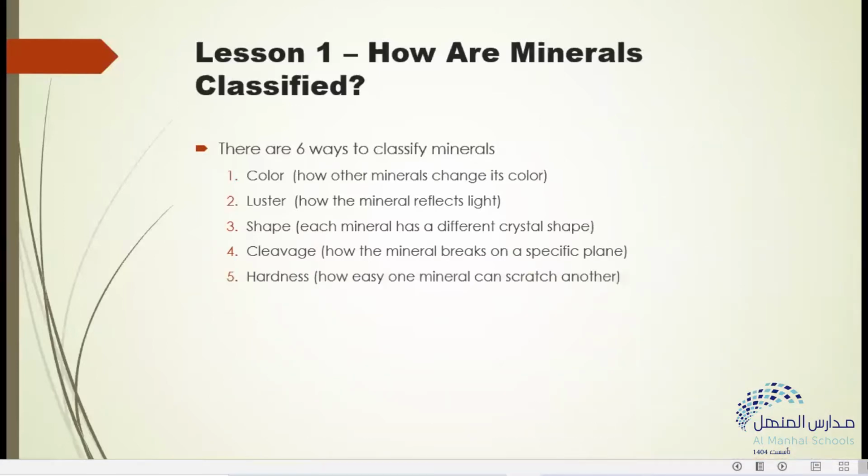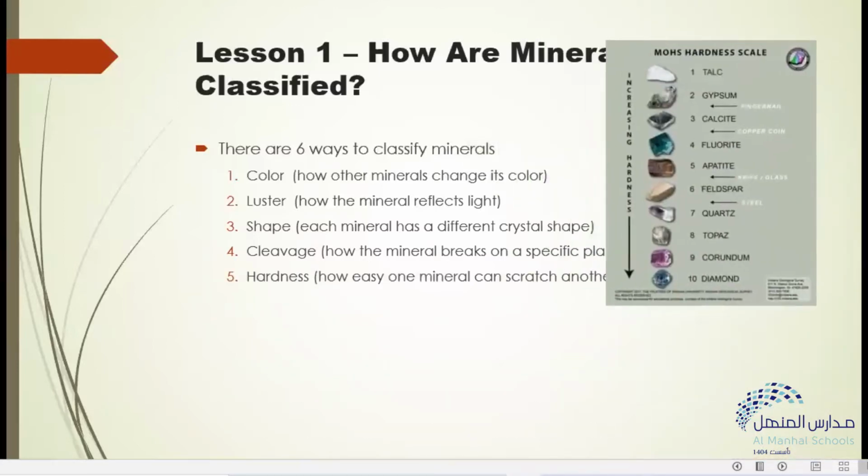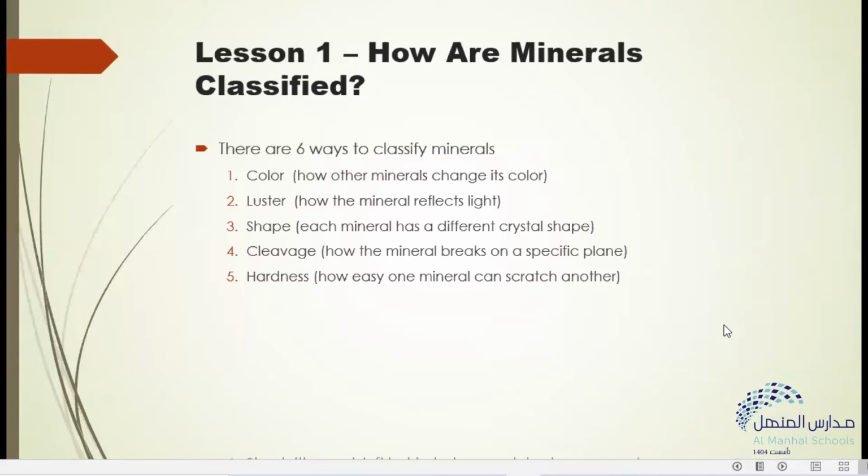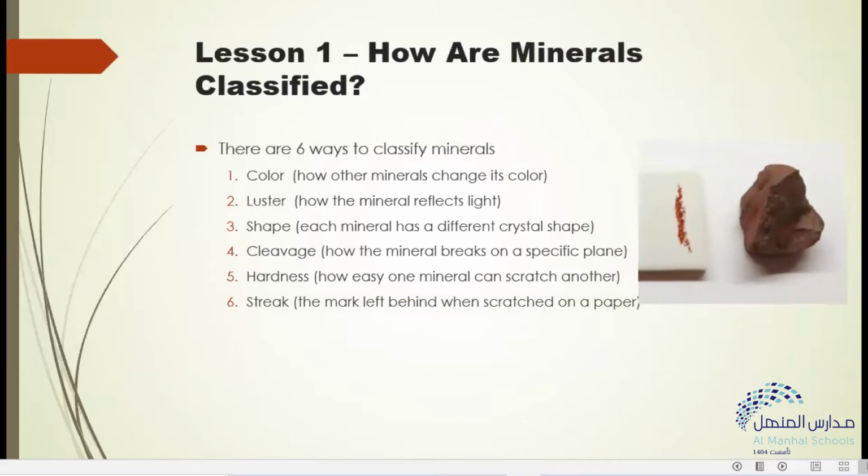Number 5 is the hardness, and how easily one mineral can scratch another. So on the Mohs hardness scale, you can see that talc is the softest mineral and diamond is the hardest. Number 6 is the streak. The streak is the mark it leaves behind when you scratch it on a piece of paper.